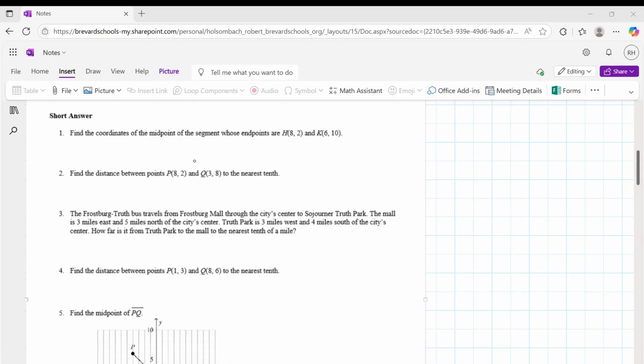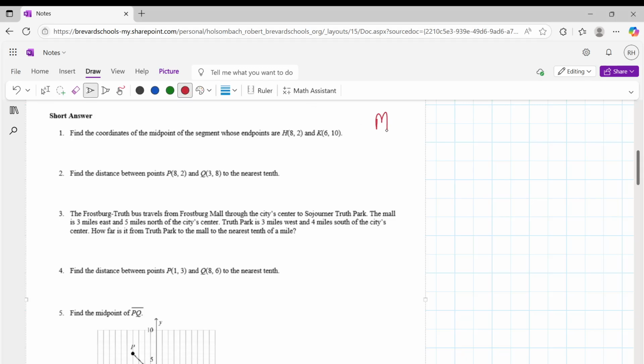All right, problem number 1 on this study guide asks you to find the coordinates of the midpoint. Midpoint is the middle, okay? So we're going to add the x values together. So let's see, our midpoint is equal to, we're going to add our x's together. This is 8 plus 6, and we're going to divide it by 2.